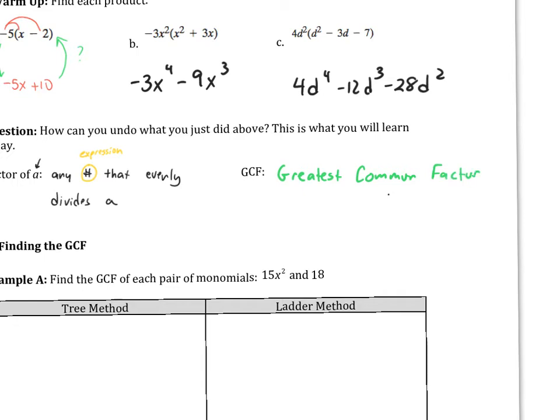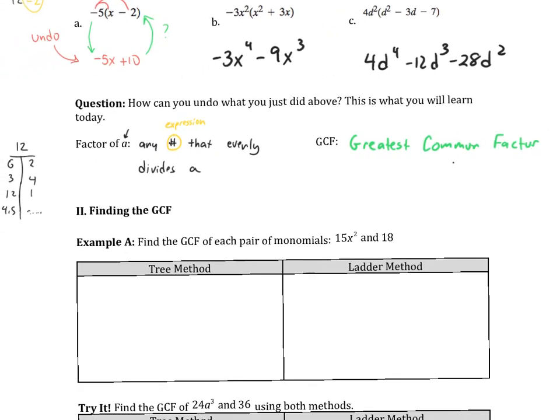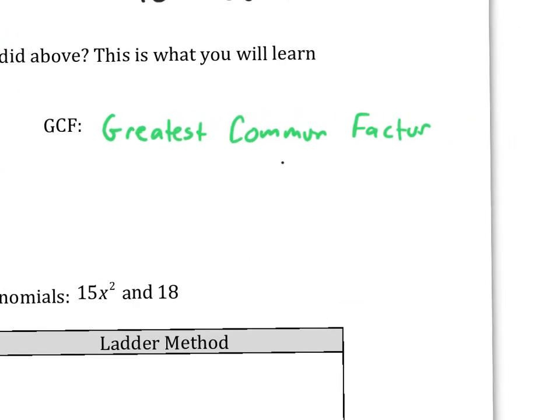Greatest common factor. Let's actually do an example right here while we're thinking about it. If I gave you two numbers, 24 and 30, talk real quick. What is a common factor, or the greatest common factor, between the two of these?